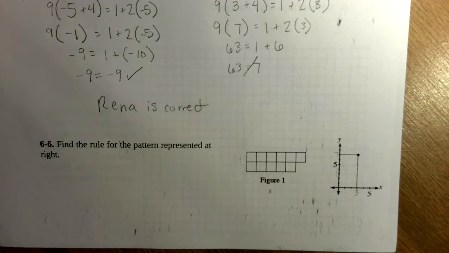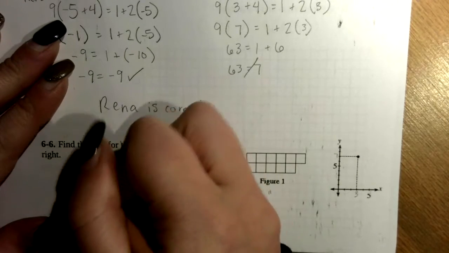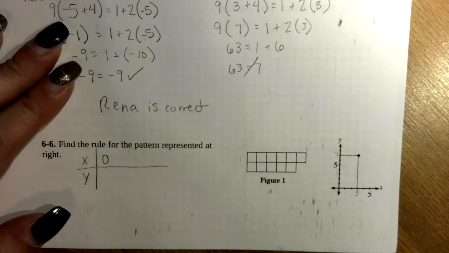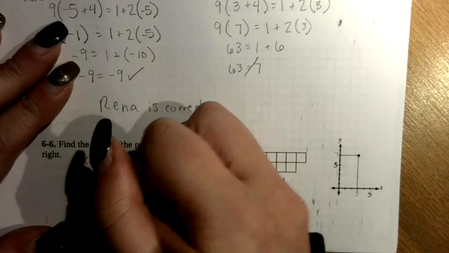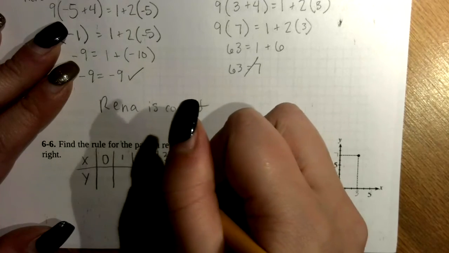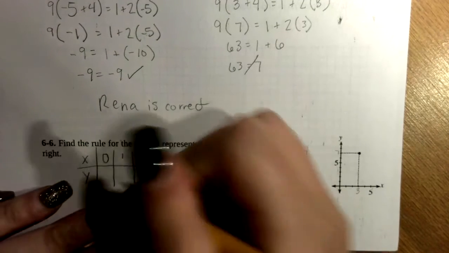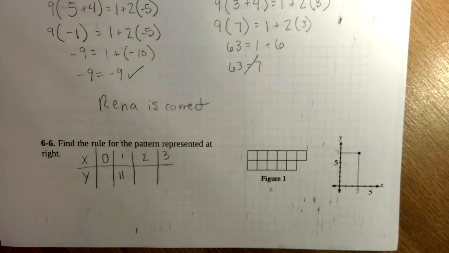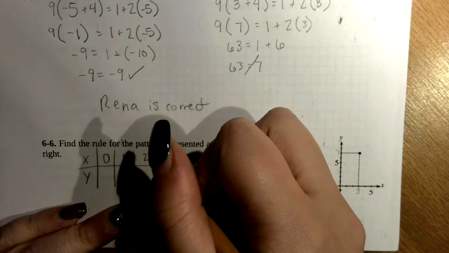So maybe we could create a little table, right, and fill in this information that we know, a little XY table. I know I'm going to need my 0 number, so I'm going to start at 0 because I know that I'm going to need that for my rule. And then I'm just going to go up 1, 2, and 3. That's as far as I really need to go. I know figure 1 has 11 tiles in it, so I can automatically fill that in. And I know that figure 3 right here has 7 tiles in it.